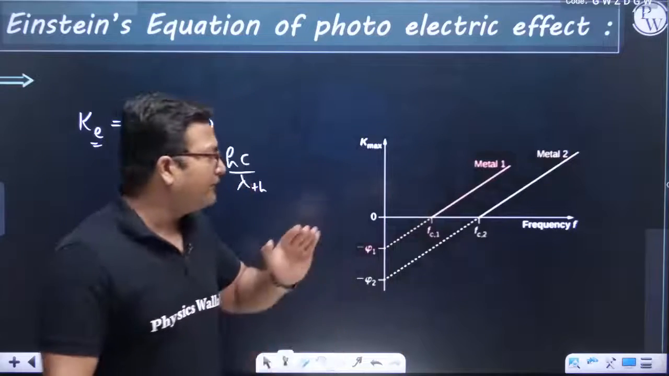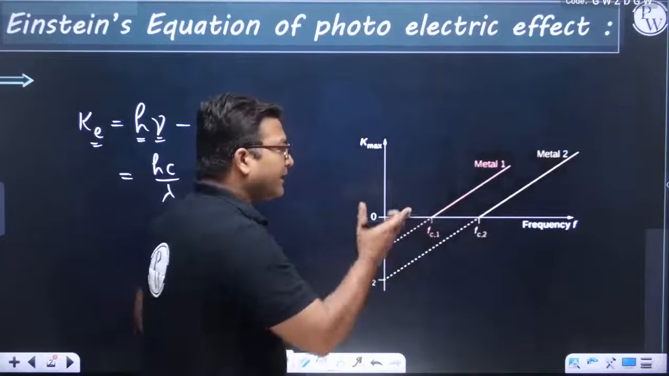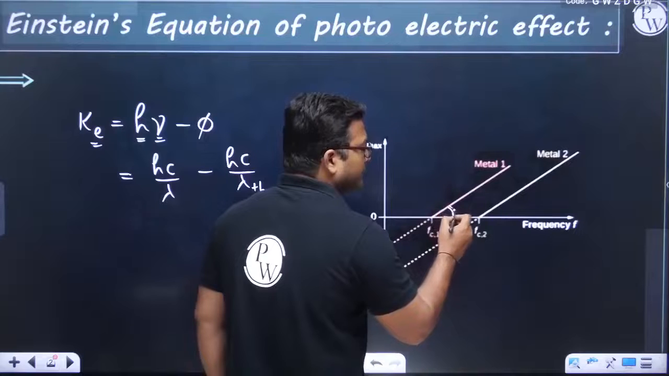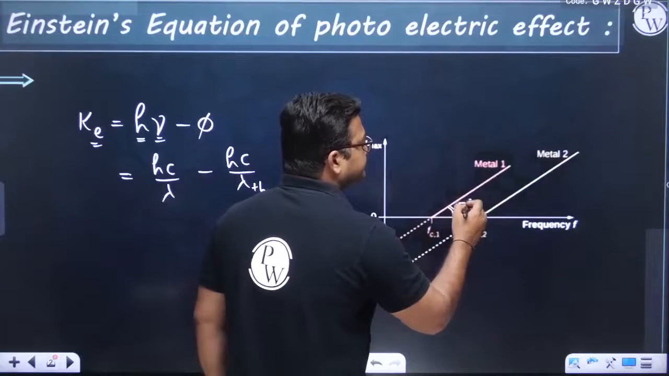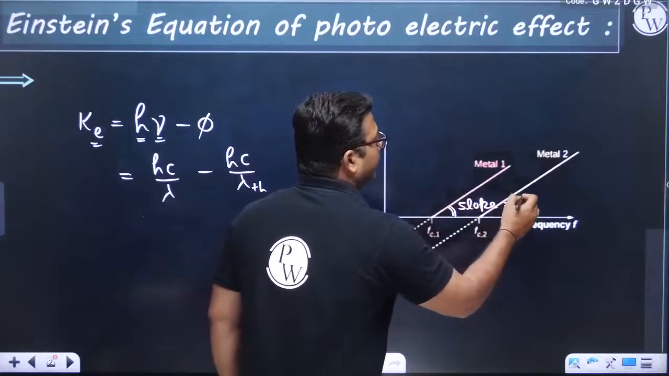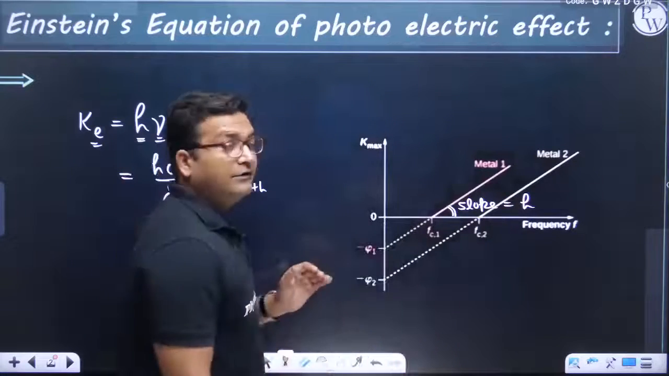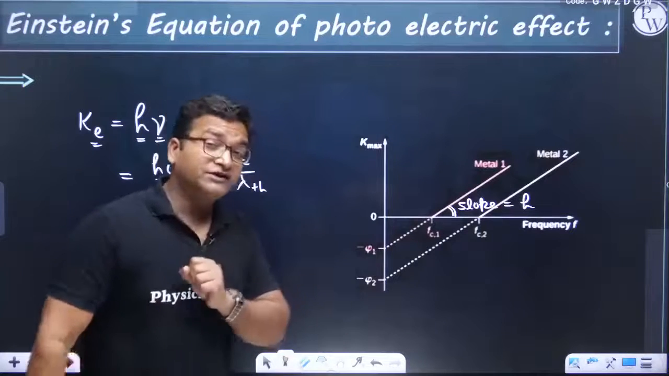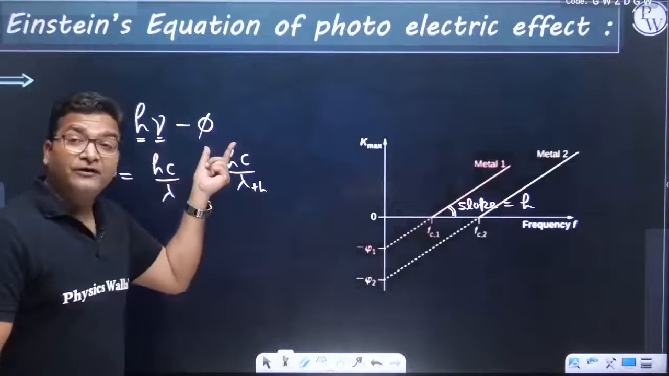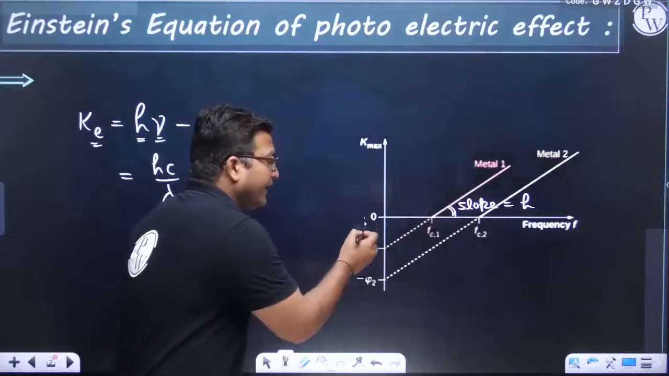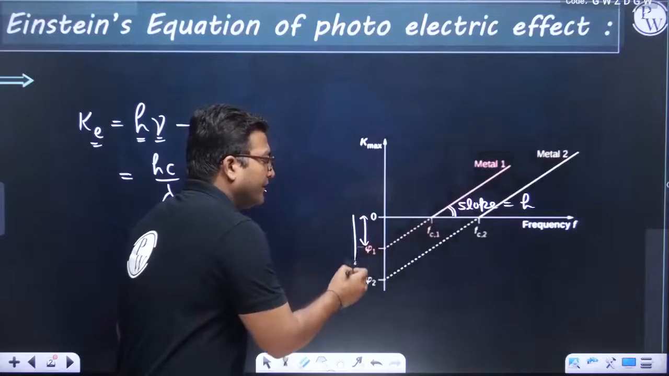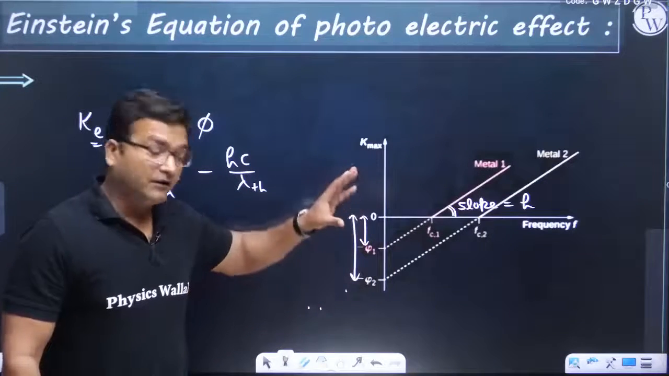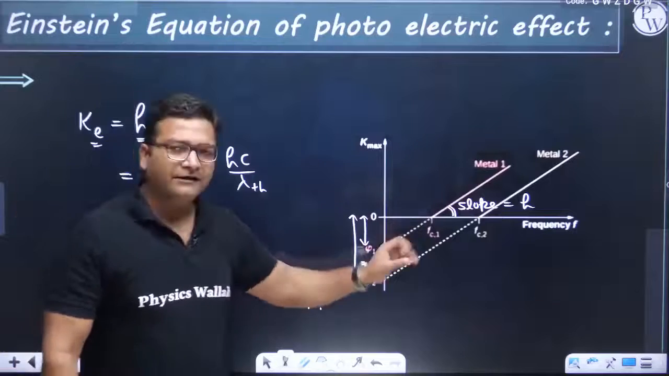So the slope of every curve is constant, and that is why for each metal we will get parallel curves. Remember, the slope is equal to h, as you can see from the formula. So the slope of each curve would be the same, and obviously the work function is different. If the work function is different for different metals, the y-intercept would be different for different metals. A bigger y-intercept means a bigger work function, right? I think you understand this formula.